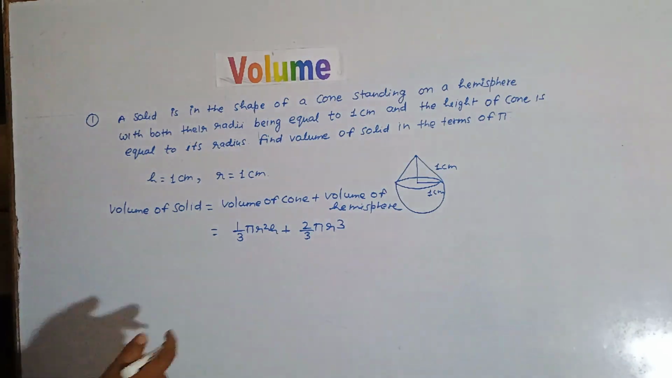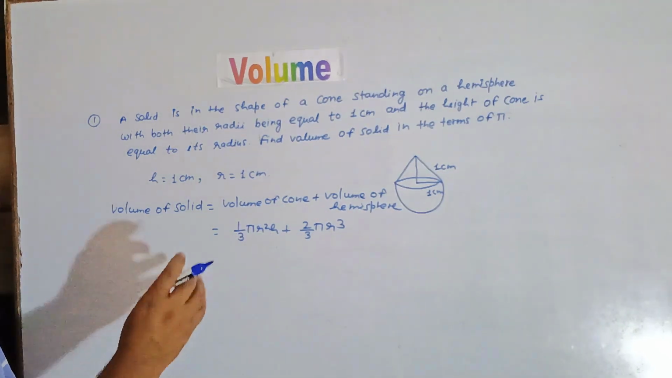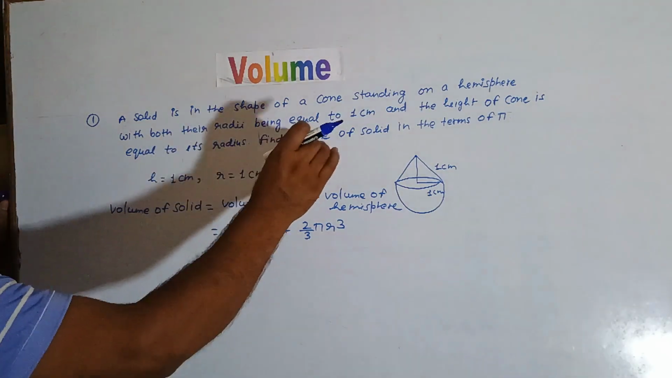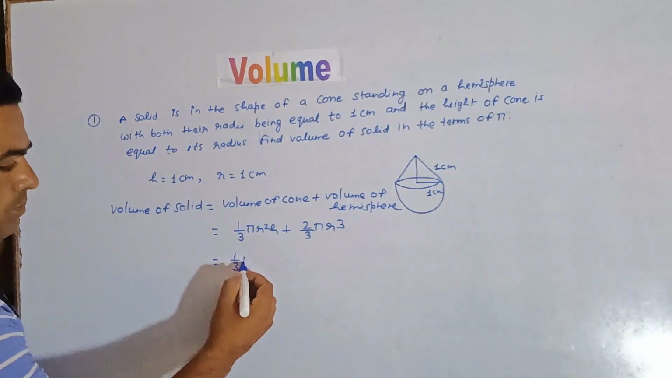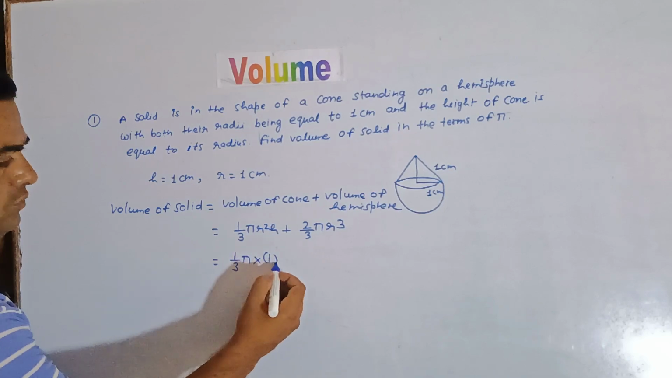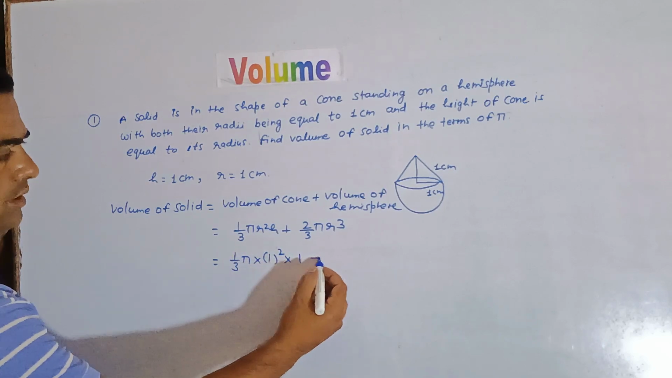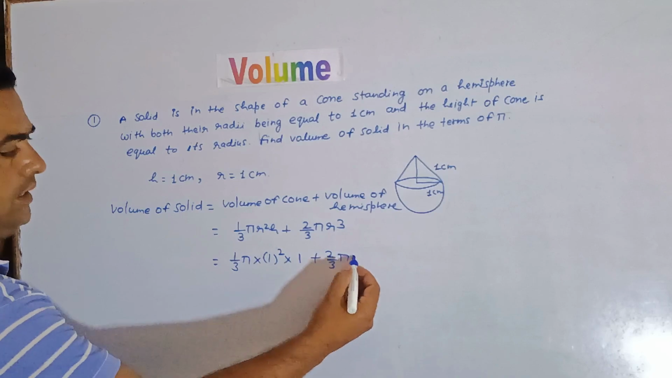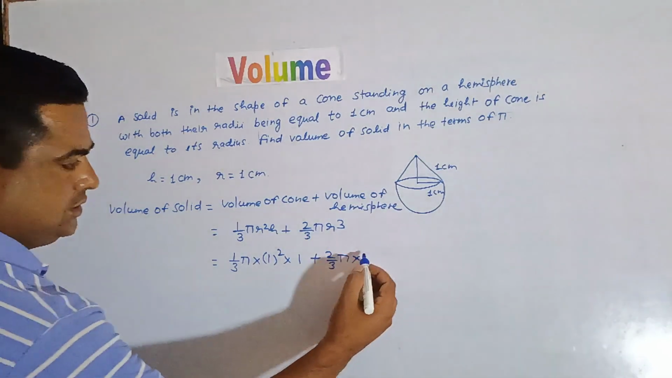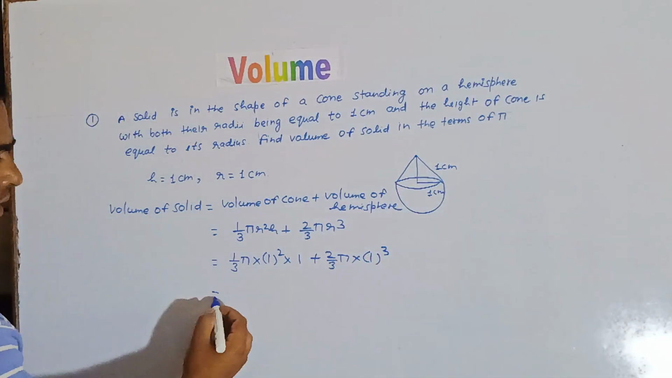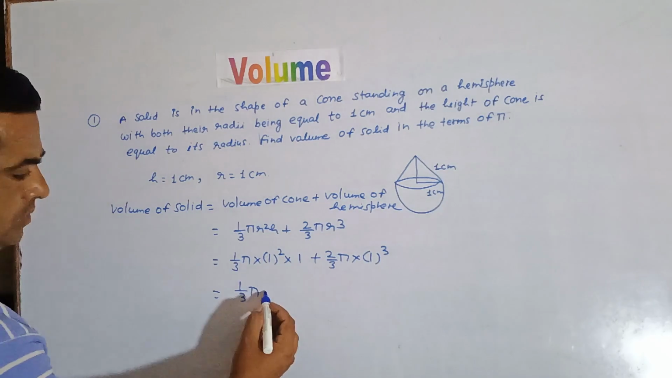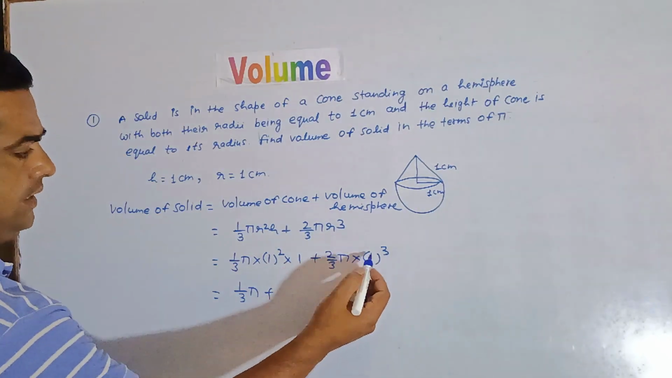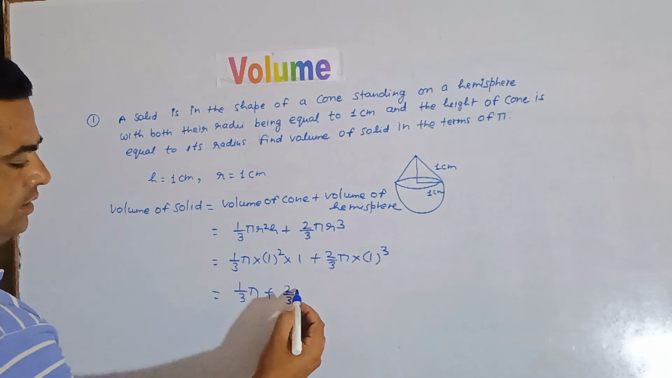Now values are given here. We will put the value of h and r. We will not put the value of pi because we have to find the answer in terms of pi. So we will write here 1 by 3 pi, the value of r is 1 square, and h is 1, plus 2 by 3 pi, and the value of r is also 1 cube. Now this will be 1 by 3 pi into 1, this will be 1 by 3 pi, plus 2 by 3 pi into 1, this will be 2 by 3 pi.